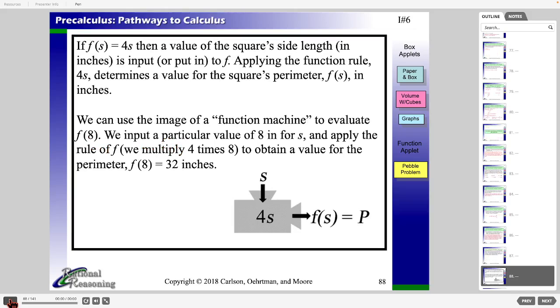Okay, so let's think of this as a process. If I know the side length, I put it into the function, I take 4 times s, and that's going to give me my perimeter. So we can put any particular value into the function machine, right? The function will take whatever the input is, 8, so that's a side length of 8, multiply it by 4, and it will tell us that we have a perimeter of 32 inches.